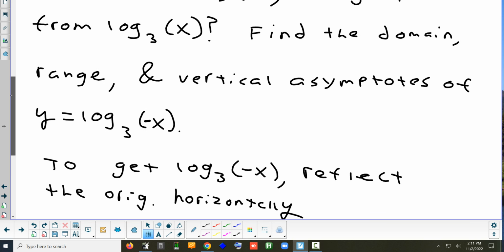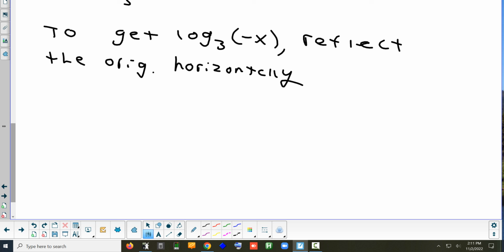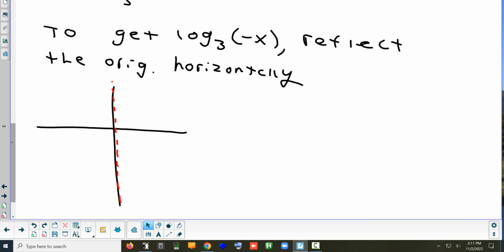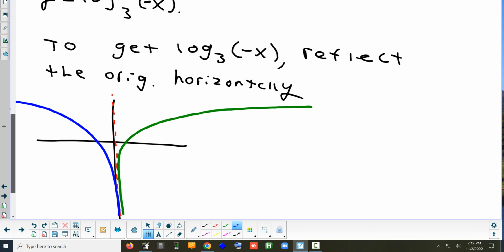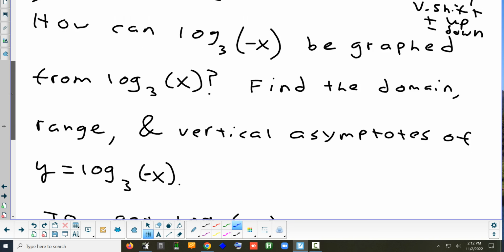So now, you can graph it if you want to try to figure out the domain and the range, but think about what a regular log function looks like. Here's your asymptote. And a regular log function does this. It comes up, and it curves like that. Well, this has been reflected horizontally. So instead of curving to the right, when you flip it, which way is it going to curve? Scott? It's going to curve to the left. So when you reflect it, it's going to look like that. So let's see if we can figure out the domain, the range, and the vertical asymptote.